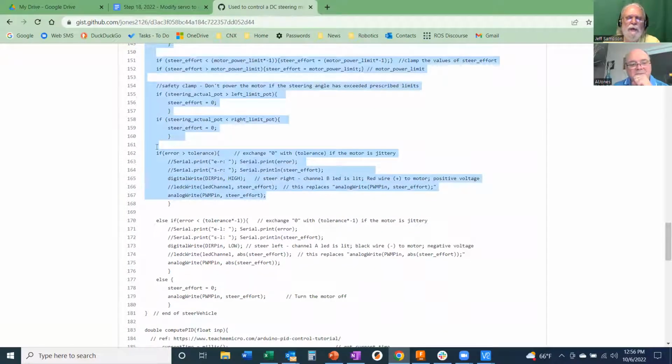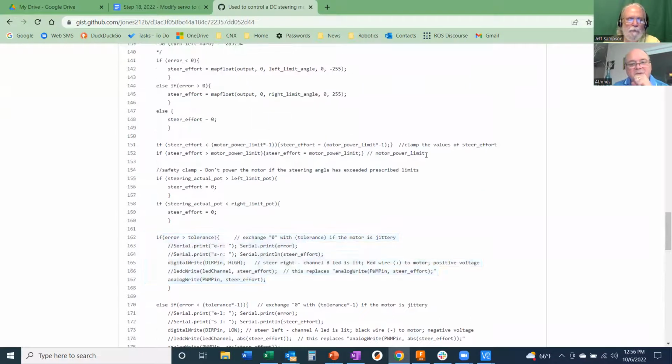So the next two lines, I don't know what those are doing either. Well, this was the clamp if it was over 255, but they don't say 255, because I reduced the maximum power limit to even lower than 255 just to be safe. Okay, so yeah, I would throw that out too.